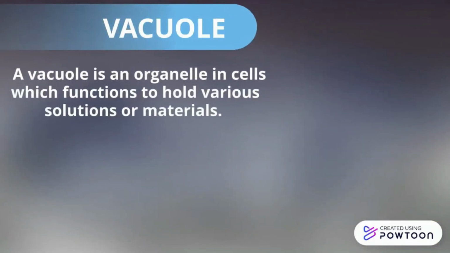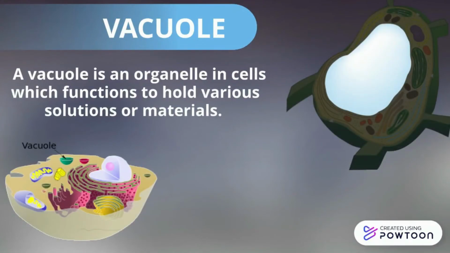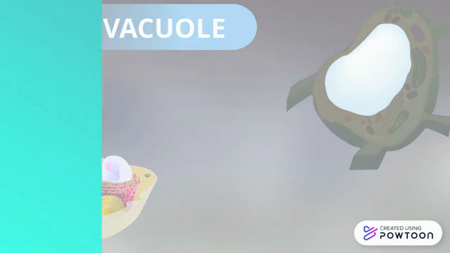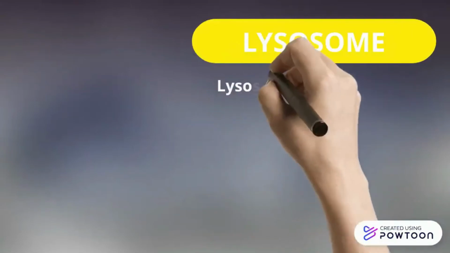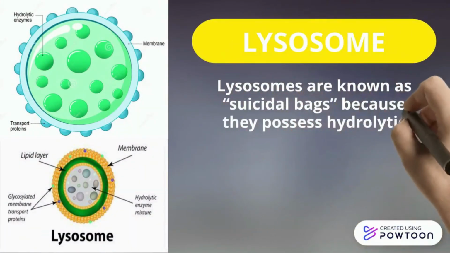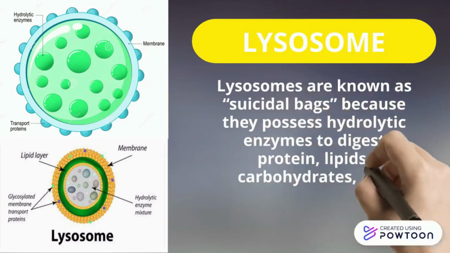A vacuole is an organelle in cells which functions to hold various solutions or materials. A vacuole is simply a chamber surrounded by a membrane, which keeps the cytosol from being exposed to the contents inside. Lysosomes are known as suicidal bags because they possess hydrolytic enzymes to digest protein, lipids, carbohydrates, and nucleic acids.